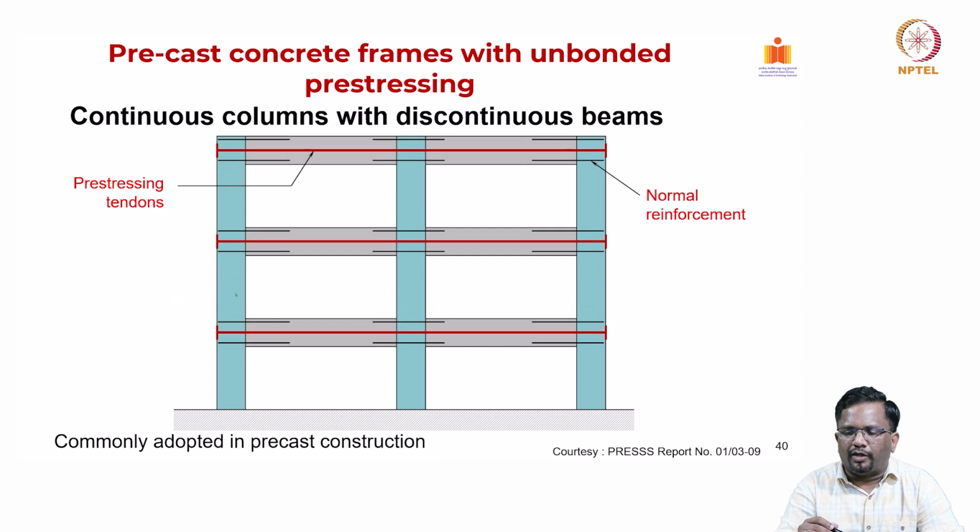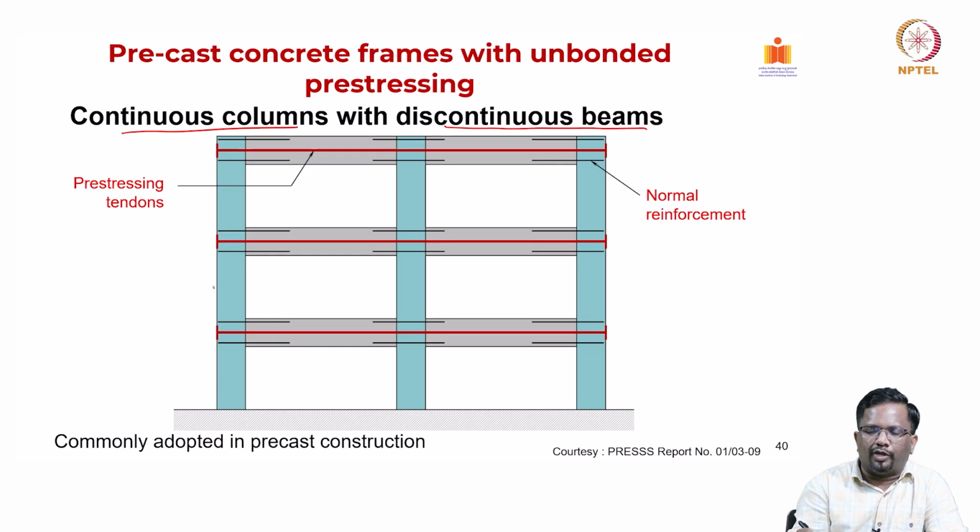Now, there is another concept, which is continuous columns with discontinuous beams. What you see here, the blue color element, is a single element, right, and the beams are all discontinuous. This is commonly adopted in precast construction. Okay. You see here again you have pre-stressing tendons running from one end of the building to another end of the building on the beams. Then you also have some normal reinforcement that is kept.